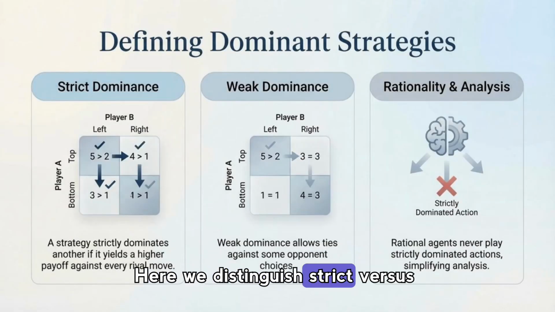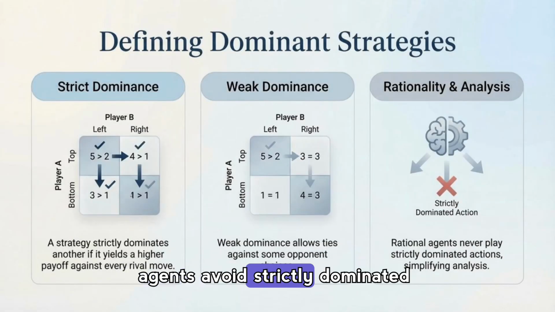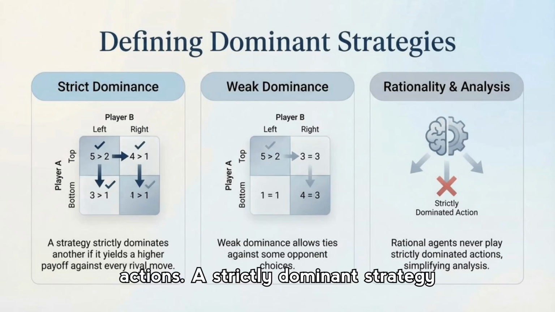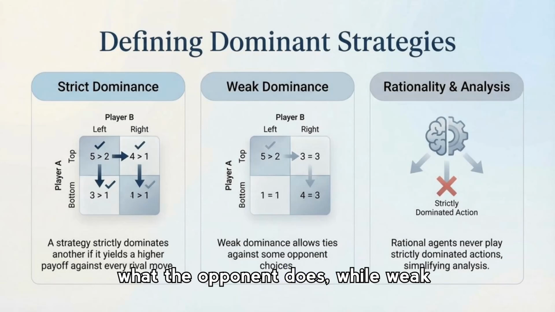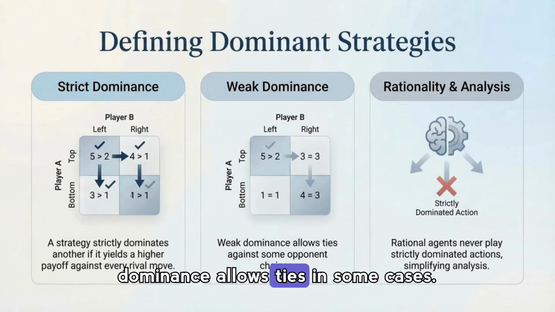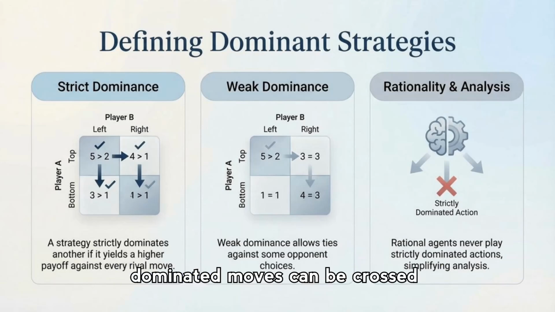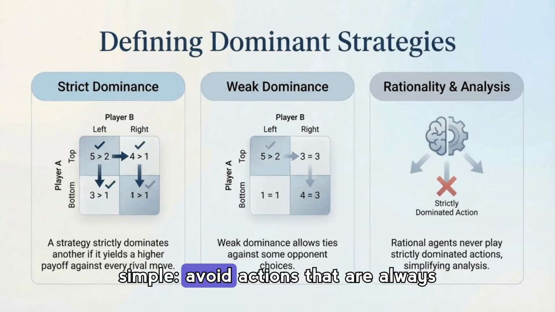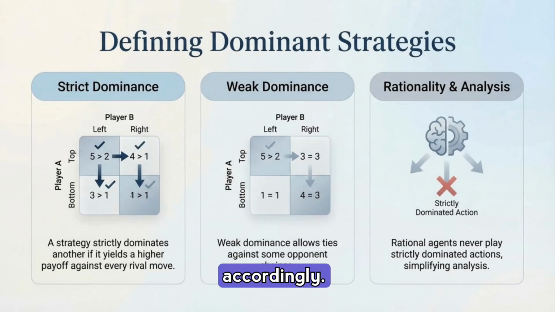Here we distinguish strict versus weak dominance and why rational agents avoid strictly dominated actions. A strictly dominant strategy gives a higher payoff no matter what the opponent does, while weak dominance allows ties in some cases. The illustration shows how dominated moves can be crossed out, and the main takeaway is simple: avoid actions that are always worse and simplify your reasoning accordingly.